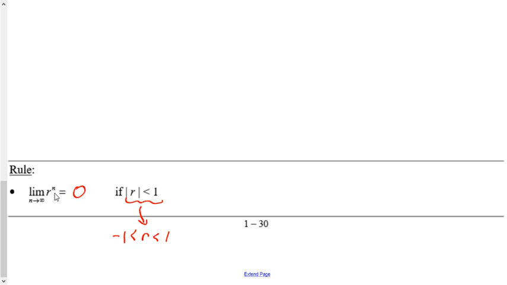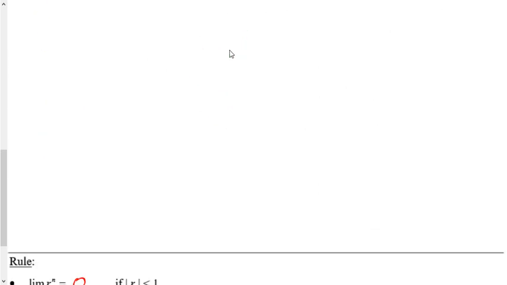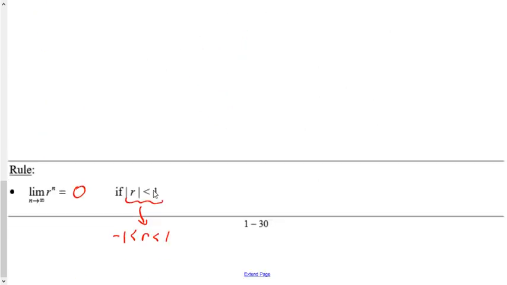And that we saw demonstrated in our last example here. The r value was between negative 1 and positive 1. Its size was less than 1. And we found that it converged to 0. Here, this was equal to negative 1. And notice in our statement here, we have less than, but not equal to 1. So it has to be less than 1, the size of that value.